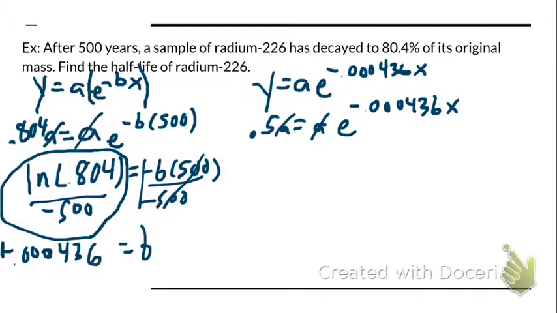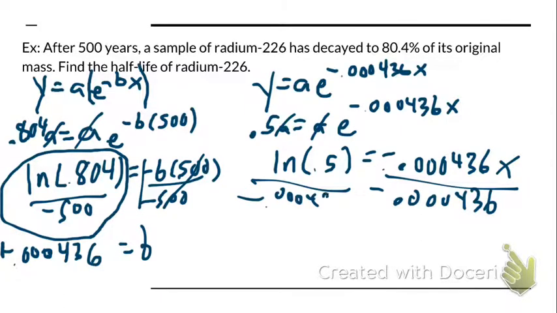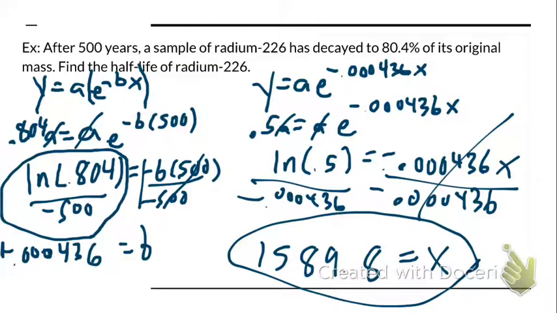So we're going to divide both sides by a, and then we can take the natural log of both sides, and we get the natural log of 0.5 equals negative 0.000436x. Alright, and then we're going to divide by that negative 0.000436. And then we get x is equal to about 1589.8. So that is the half-life of that isotope, radium-226. That's how long it takes to decompose to half of the original amount.